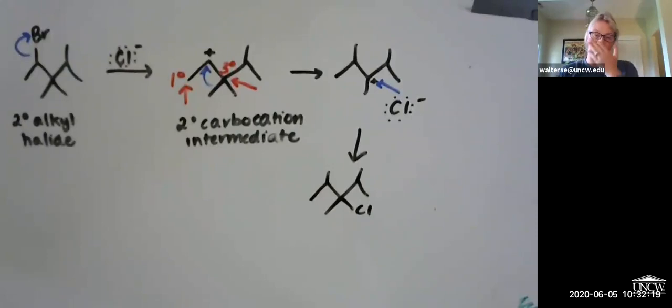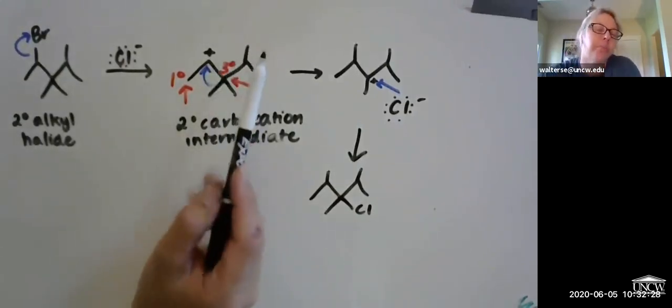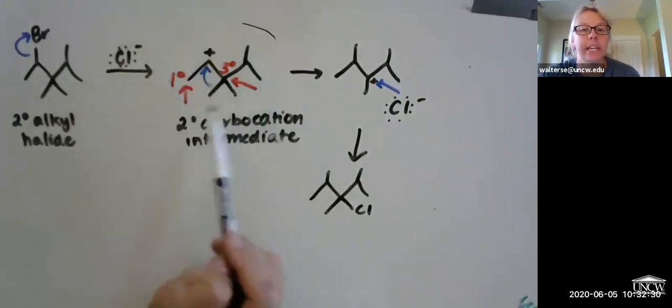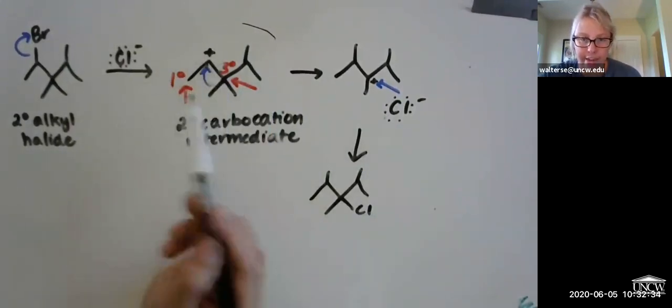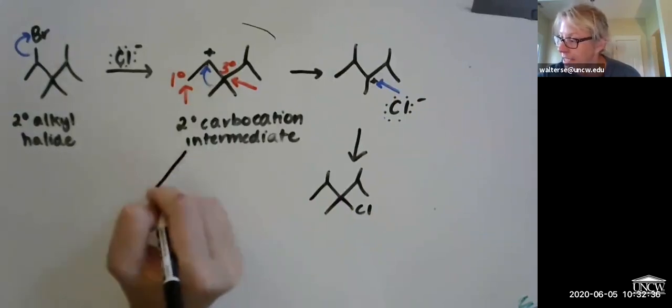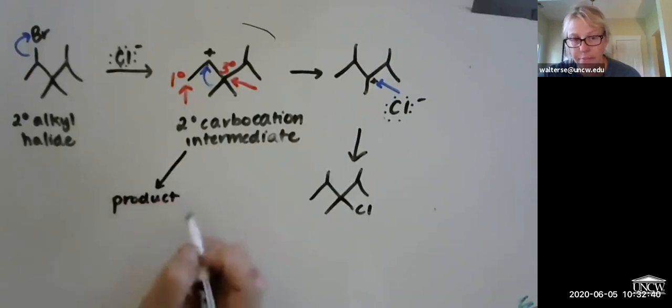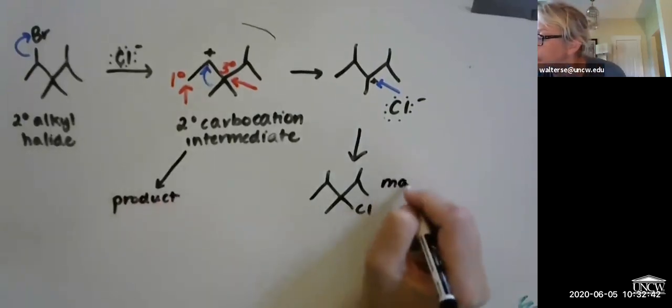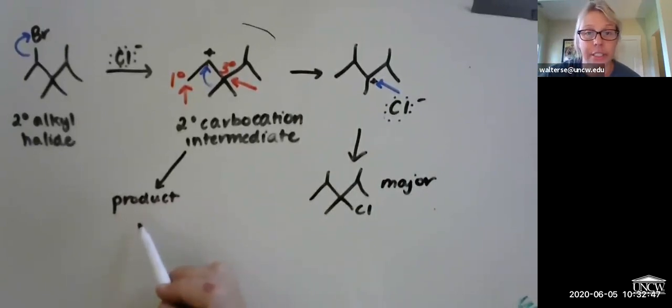And create that product. Okay. Now, some students ask, is there a chance? Everything's a probability. Is there a probability that the chloride would attack the secondary carbocation? Yes, you can have this thing immediately go to product. Okay. But this would be considered the major product. This would be considered a minor product.